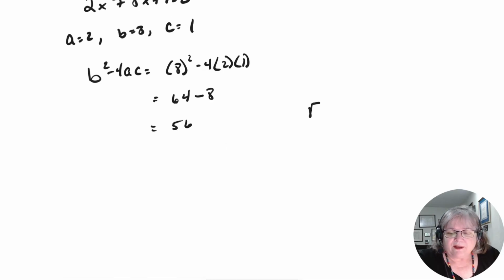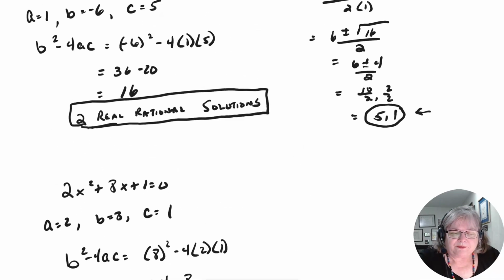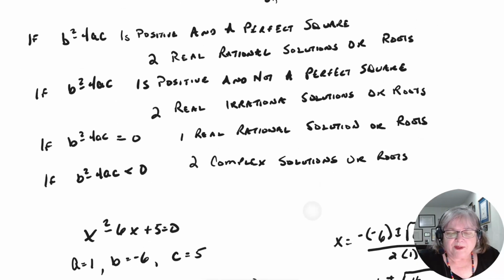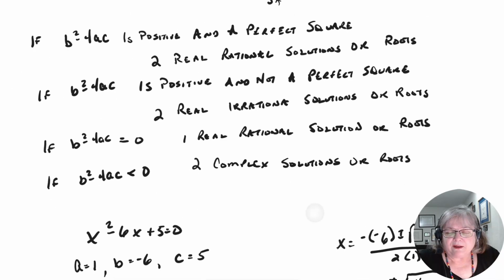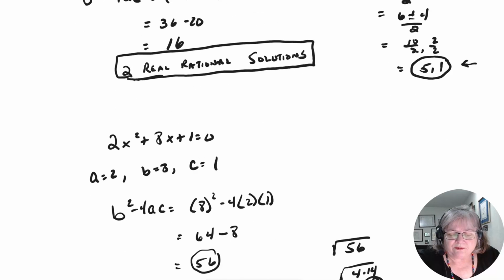56. Now think, if you had the square root of 56, right? 56 is not a square. Now there's a square hidden in it. It's 4 times 14, which is 2 square root of 14. So see how this tells you that you have an irrational number, and since it's going to be plus or minus, you have 2. So since this is not a perfect square, because remember that was our rule, if b squared minus 4ac is positive and not a perfect square, you have 2 irrational solutions that are real.